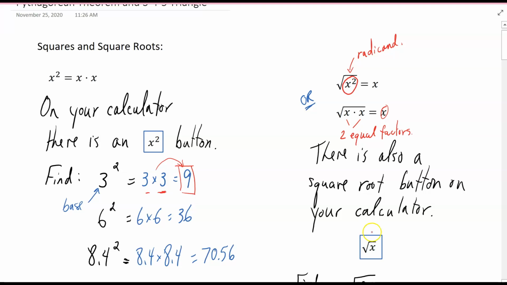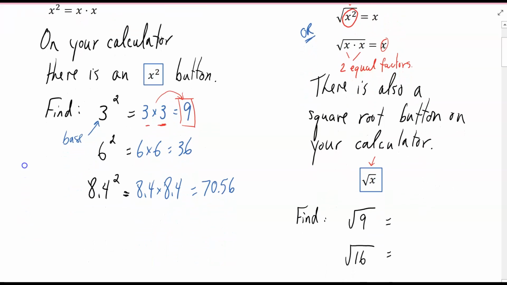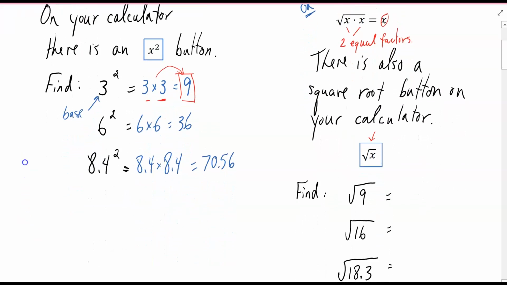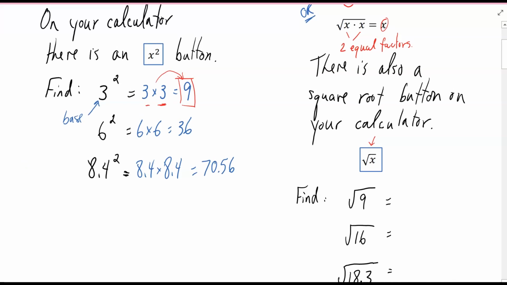And on your calculator, near your square button, and it could be the second function of it even, you should have a square root of x button, or it might just have the square root symbol and no x in it as well. So let's use the square root button to find the square root of 9. And on lots of calculators now, you can press the square root button first. So you'll hit the square root key, and then you'll tell it what you're square rooting.